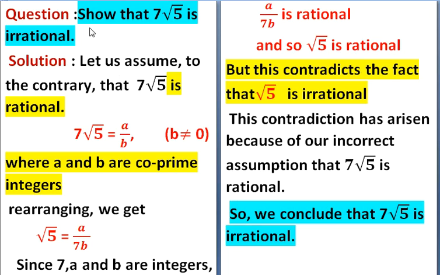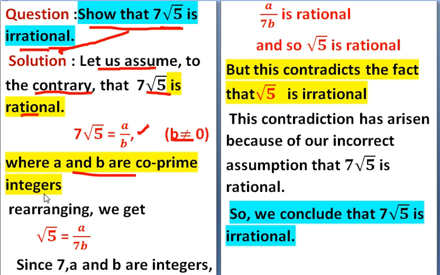For more clarity, again we solve this type of question. Here, prove that 7 root 5 is irrational. In this question, first we assume the contrary. The question says irrational, so the contrary is that 7 root 5 is rational. If 7 root 5 is rational, then it will be a by b, where b is not equal to 0, and a and b are co-prime integers.